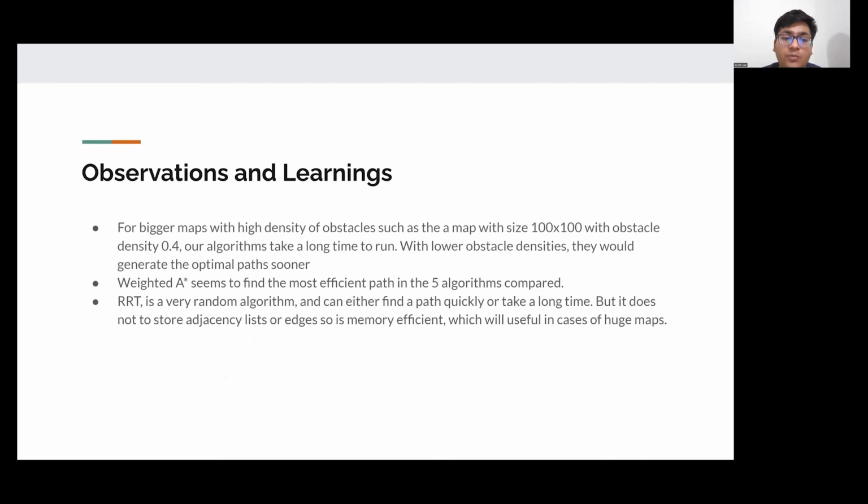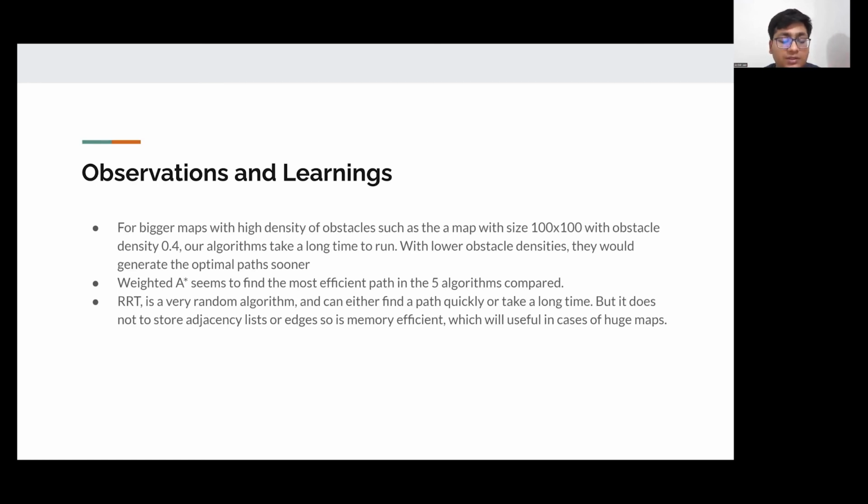Moving on, some of the observations we had during this project are that for big maps with a lot of obstacles or a higher obstacle density, such as the 100 by 100 map with an obstacle density of 40%, our algorithms took hours to run. With lower obstacle densities, we were able to reach paths sooner. As mentioned, weighted A-star seems to find the most efficient path among these 5 algorithms.